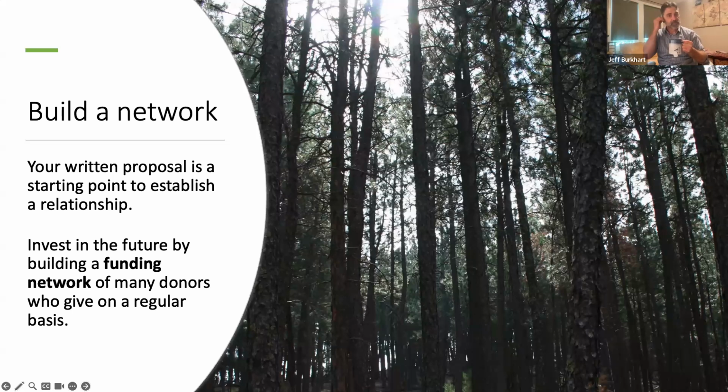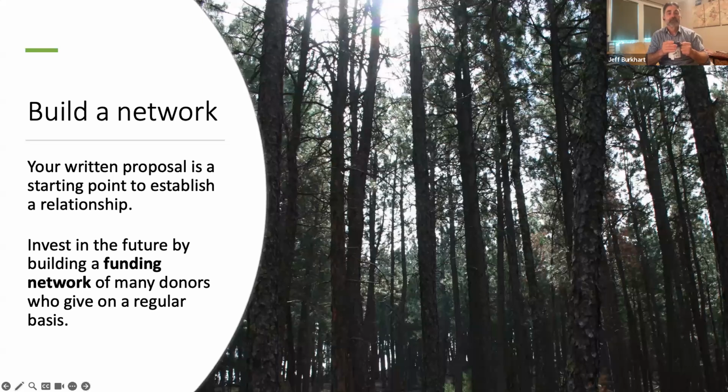So this is one photo that actually is relevant to the slide, because if you look at this photo of all these trees, they really have a communication with one another. They thrive off of one another. They support one another. And that's what we do as nonprofits, ideally. We are building a network.